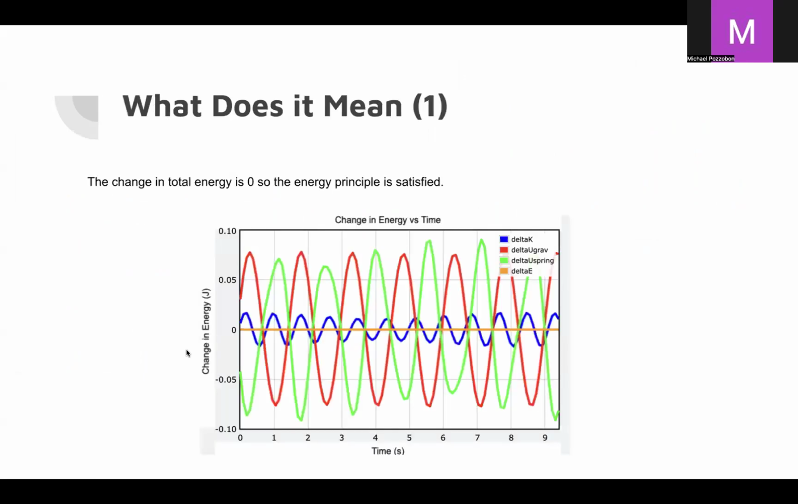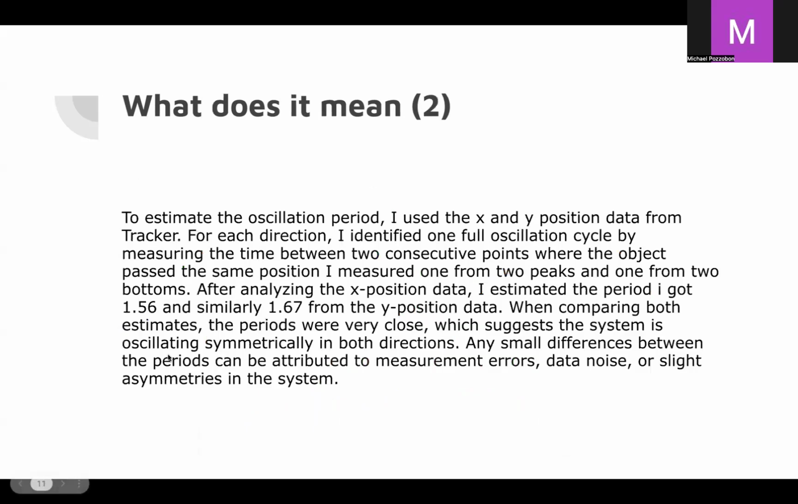All right, what does it mean, part one? The total change in energy is zero, so the energy principle is satisfied, as is demonstrated by this graph, where delta E remains constant, again, because there is no energy acting from outside of the system, because the system is included. The system is the Earth, spring, and the weight, so it's all included. That's why we can use potential energy.